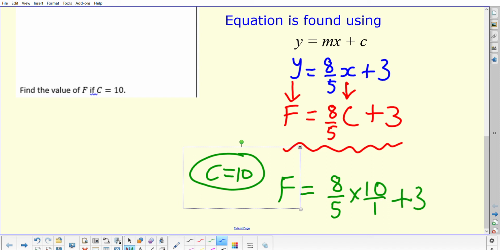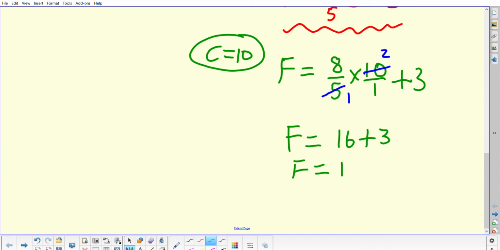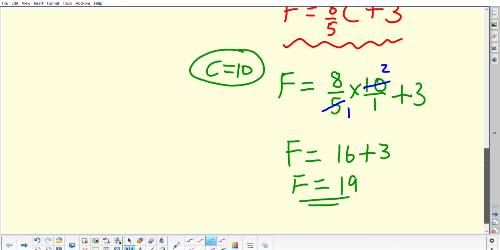And I can do a wee bit of cancelling here. I can say 5 into 5 is 1, 5 into 10 goes 2. That would allow me to write down that I'm then left with 8 times 2 is 16 over 1, which is just 16, plus the 3, which means that the value of f should be 19. So that's kind of typical of an exam question.